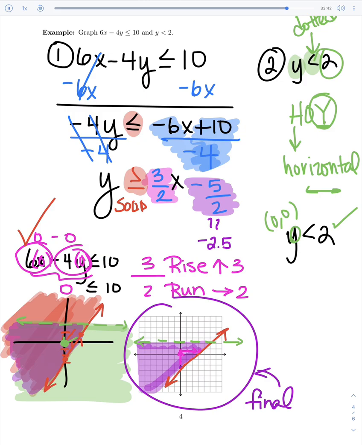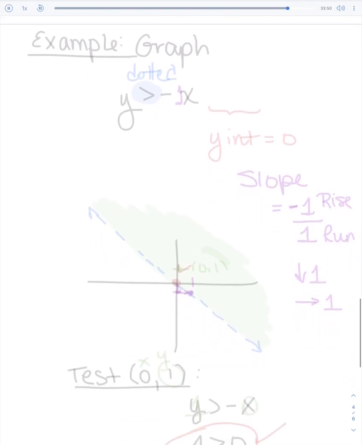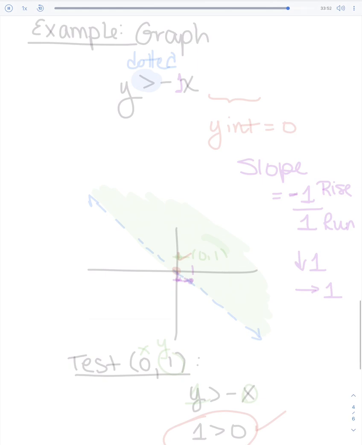Now let's add in one last example. What has been nice with all of these problems is that we've been able to actually plug in 0, 0 each time. Let's look at one where we cannot use 0, 0 as a test point. So let's look at one last example. We'll be told to graph, and I'm just making this up, y is greater than negative x. We'll just do one graph this time.